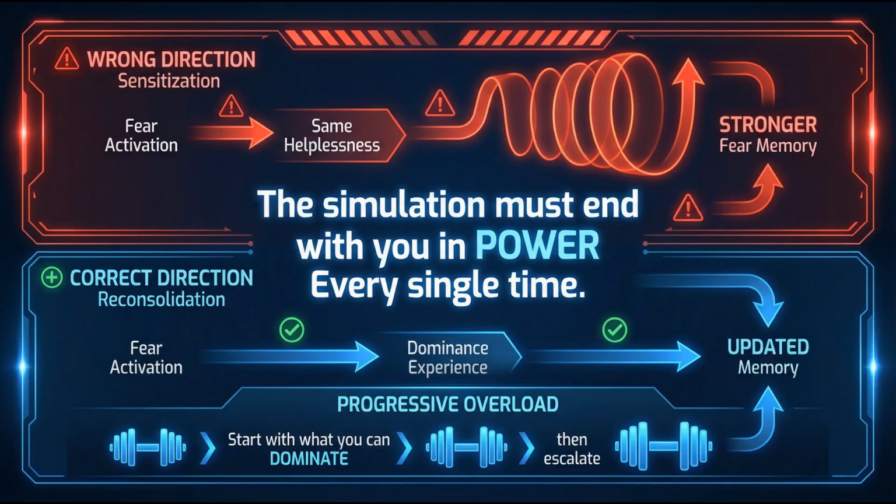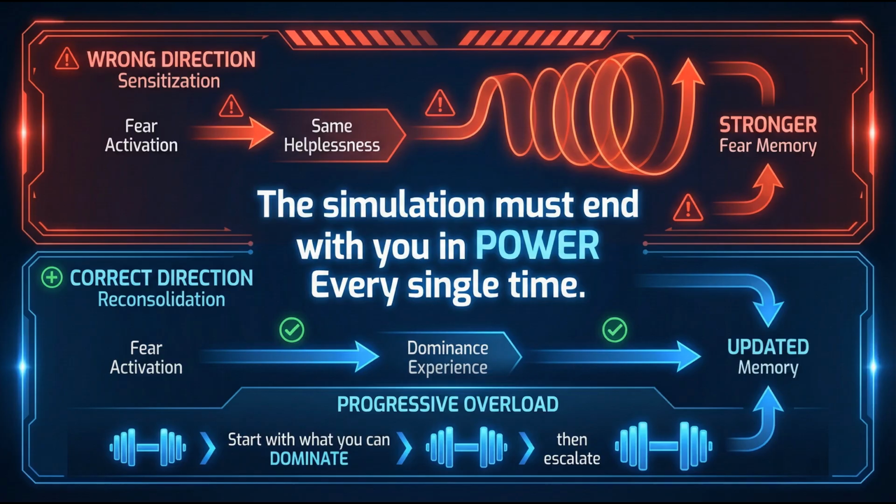Failure mode 2, wrong emotional direction. You're activating emotionally, but you're activating the wrong emotion. You start the simulation, and instead of embodying dominance, you relive the fear. Instead of rewriting the memory, you're reinforcing it. This is called sensitization, and it's the opposite of what you want. Here's the neuroscience. When you activate a fear memory during the reconsolidation window, but the new experience is consistent with the original prediction, meaning you feel the same helplessness, the memory reconsolidates stronger, not weaker.